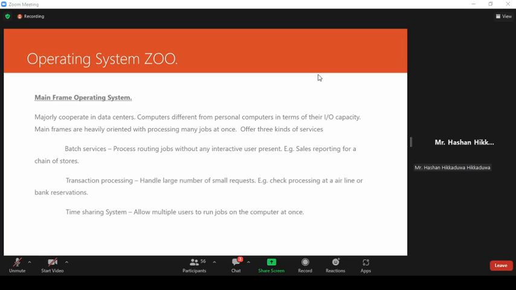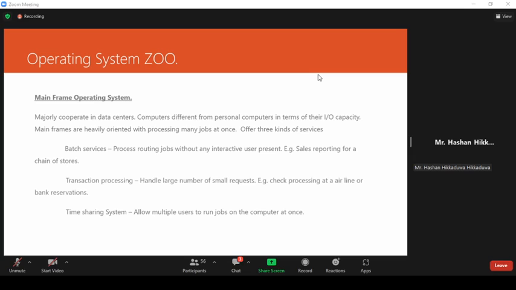They differ from personal computers in terms of their input-output capacity. Why do we need these mainframe operating systems? Mainframes are heavily oriented toward processing many jobs at once. Then they offer three kinds of services: one is batch service, another is transaction processing, and another is time sharing system.